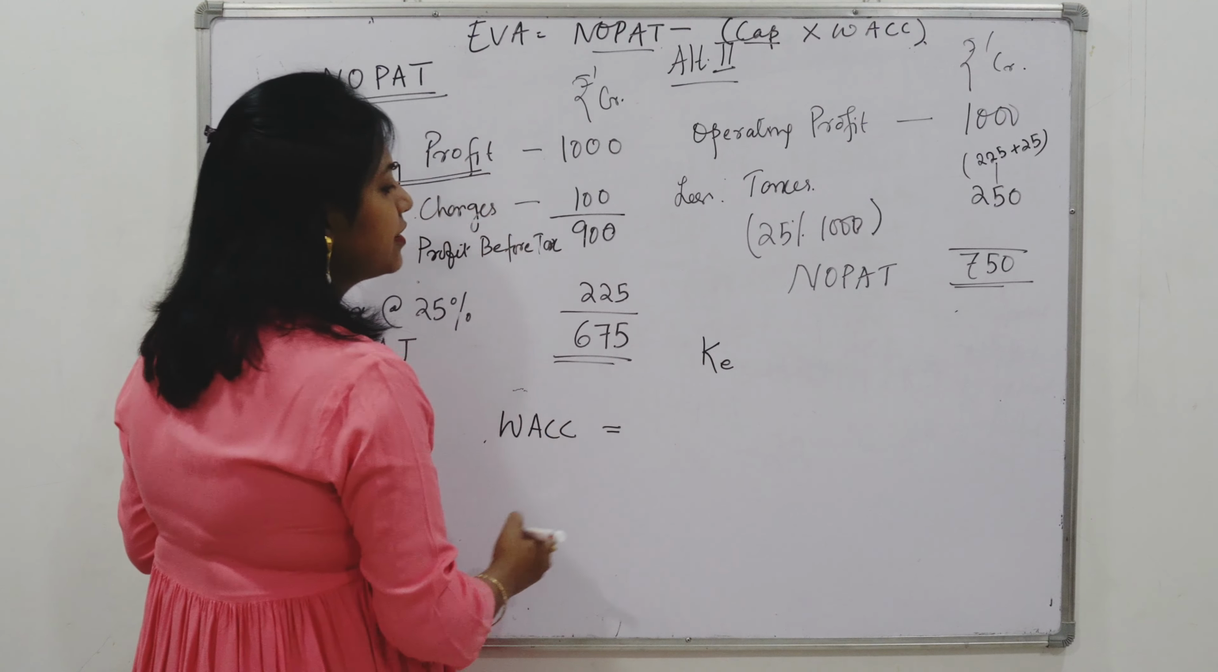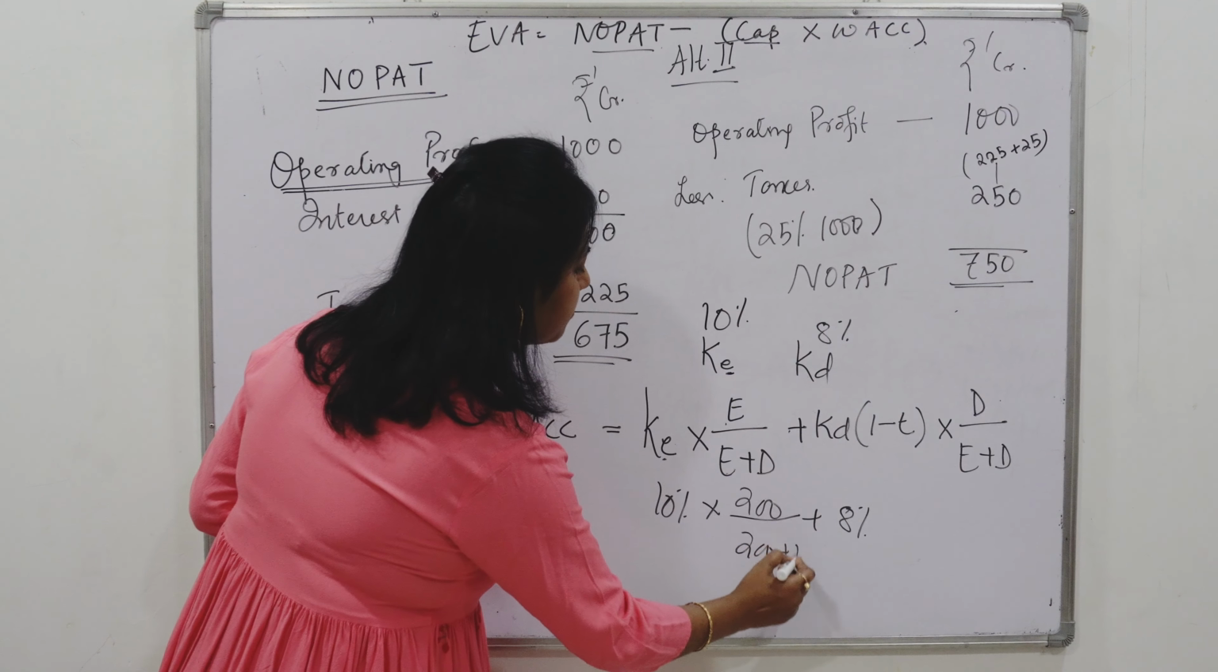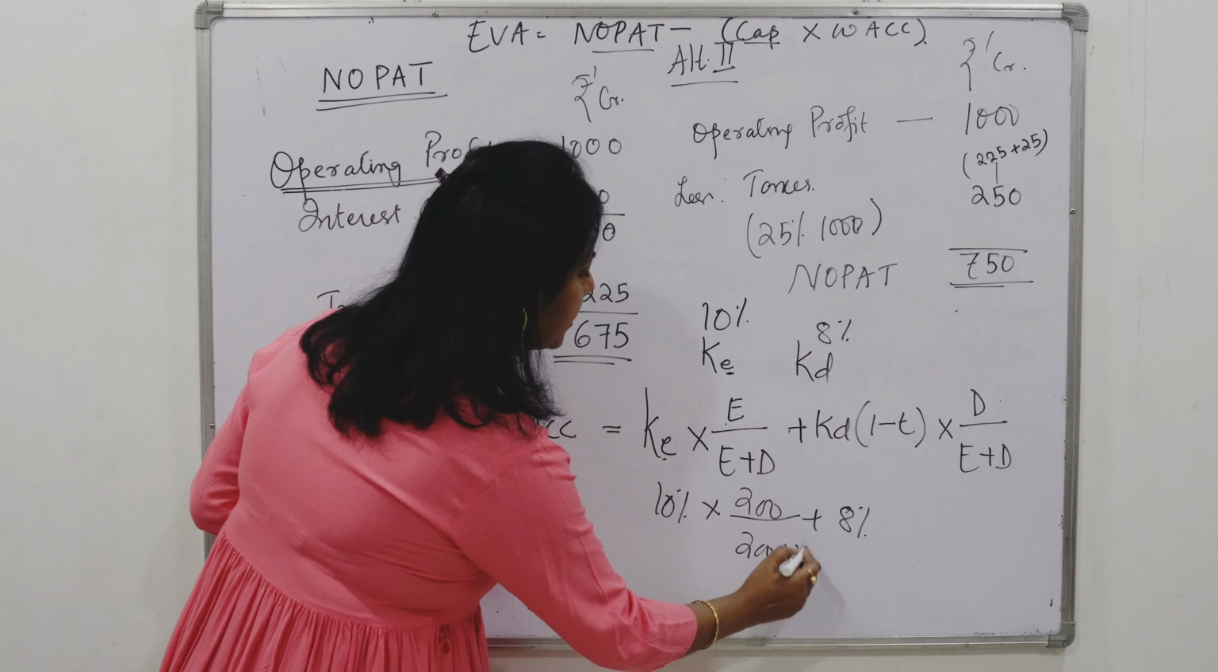So KE is the cost of equity, say 10%. So you will write here 10% into E, and KD is the cost of debt, say 8%. So I am writing here 8%. E means how much is my equity capital in the business, say 200 millions. And E plus D means 200 plus what is my debt capital, say 100. 1 minus T is the tax advantage that has to be taken care of, say 25% tax, into how much is my borrowed capital, 100, divided by what is my equity plus borrowed, 200 plus 100. This is how you calculate your weighted average cost of capital.